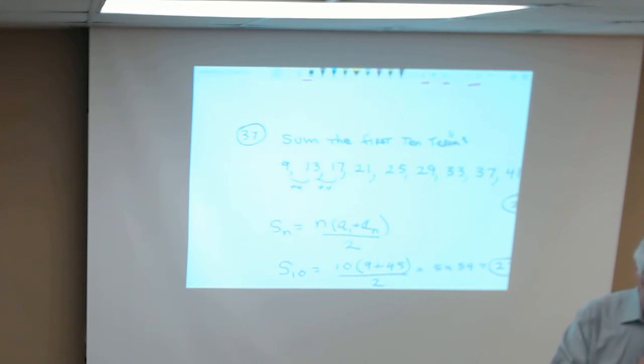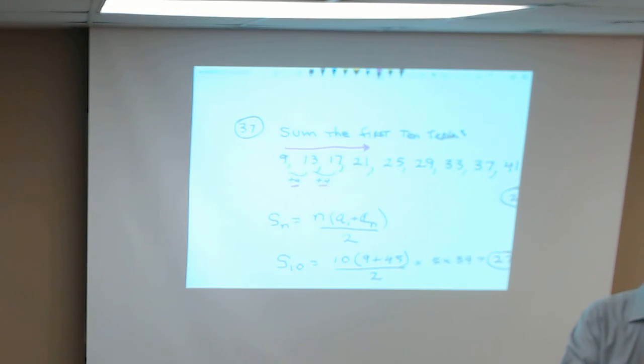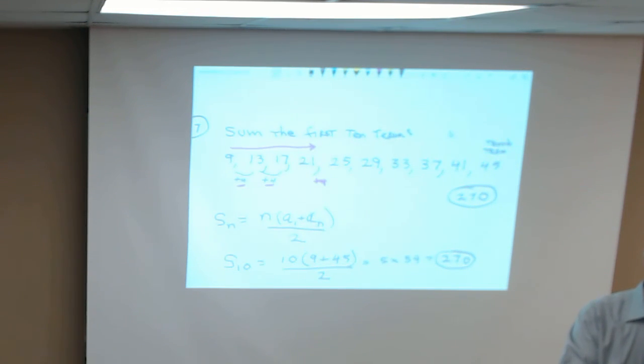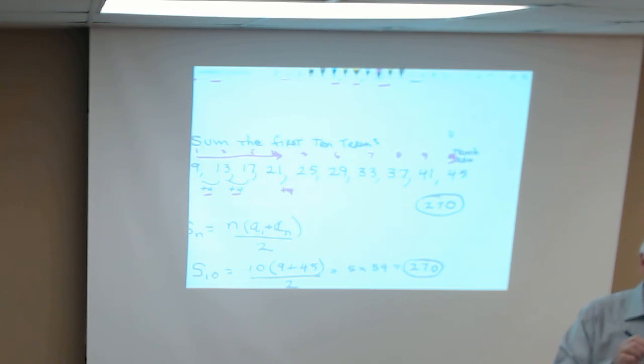37. Sum the first 10 terms. How many do they give you? 9, 13, 17, 21. So I just keep adding them. I mean, how did I get from 9 to 13? Plus 4, plus 4, plus 4. So I just add 4. Add 4, add 4, add 4. Here's 1, 2, 3, 4, 5, 6, 7, 8, 9, 10. There it is. There's the 10th term, 45.